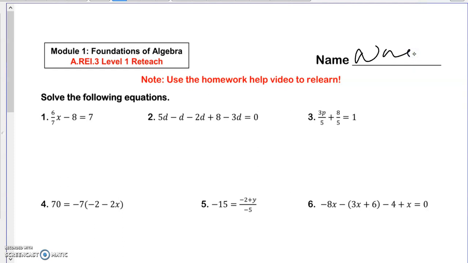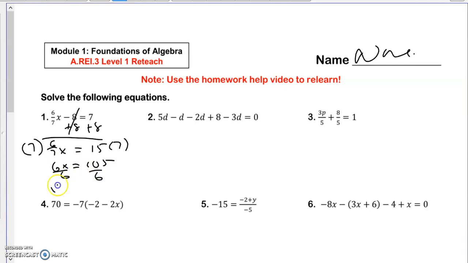So on this one, the way I would solve this one is I would add 8 to both sides. I want to isolate the variable, so when I add 8 to both sides, this cancels out and I get 15. Then I know I have a fraction, so I can either take the reciprocal, but sometimes people like to just take the denominator and multiply it by 7. Then you get 6x equals 105, divide by 6, and x equals 17 and 1/2, or 35/2. So those are my two answers.